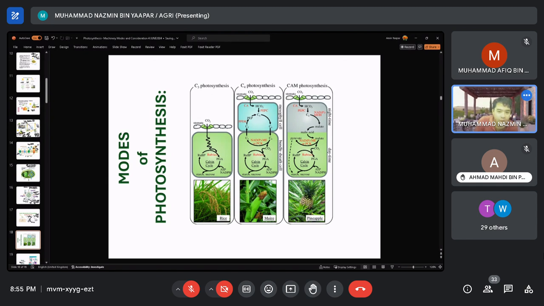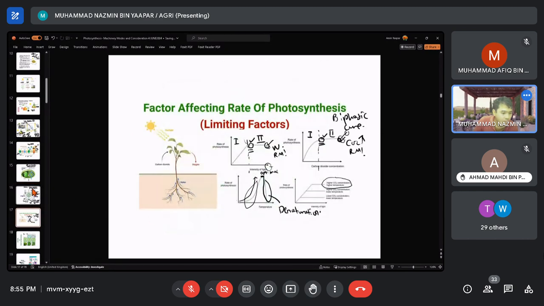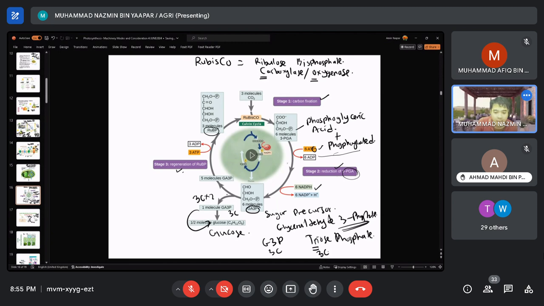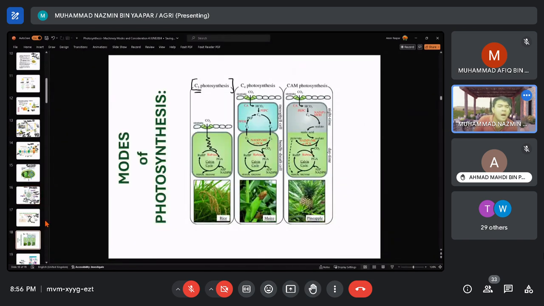And finally, the thing that you need to know is the modes of photosynthesis. All this while, what you learn is called the C3 photosynthesis. Why is it C3? Because the first carbon product that exits the Calvin cycle at the end of the reduction phase of it is the GA3P, this thing here. And this thing is 3 carbon. This is why this is called the C3 photosynthesis. I think over 70%, 80% of the plants on the planet do this kind of photosynthesis.